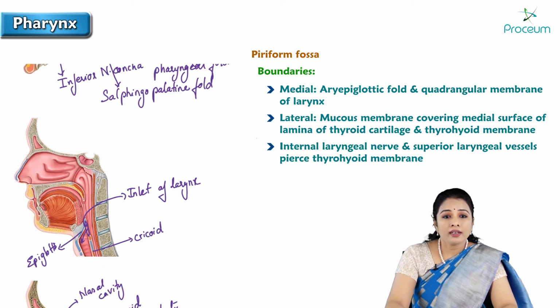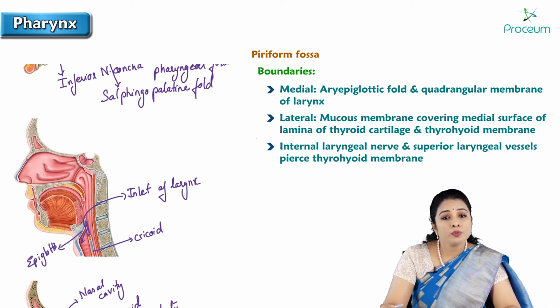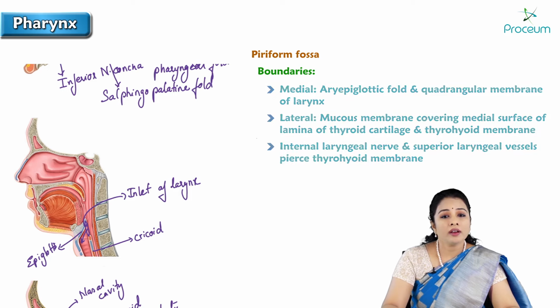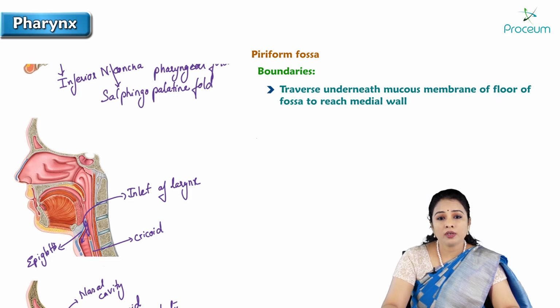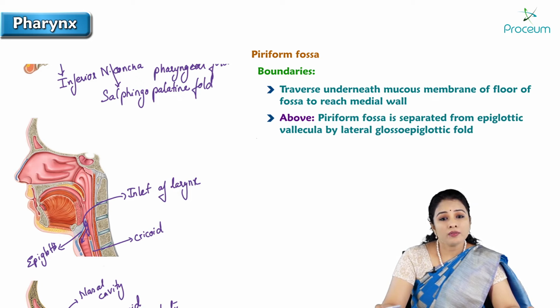The internal laryngeal nerve and superior laryngeal vessels are present in this fossa. The internal laryngeal nerve and superior laryngeal vessels pierce the thyrohyoid membrane and traverse underneath the mucous membrane of the floor of the piriform fossa to reach its medial wall. Above, the piriform fossa is separated from the epiglottic valleculae by the lateral glossoepiglottic fold.